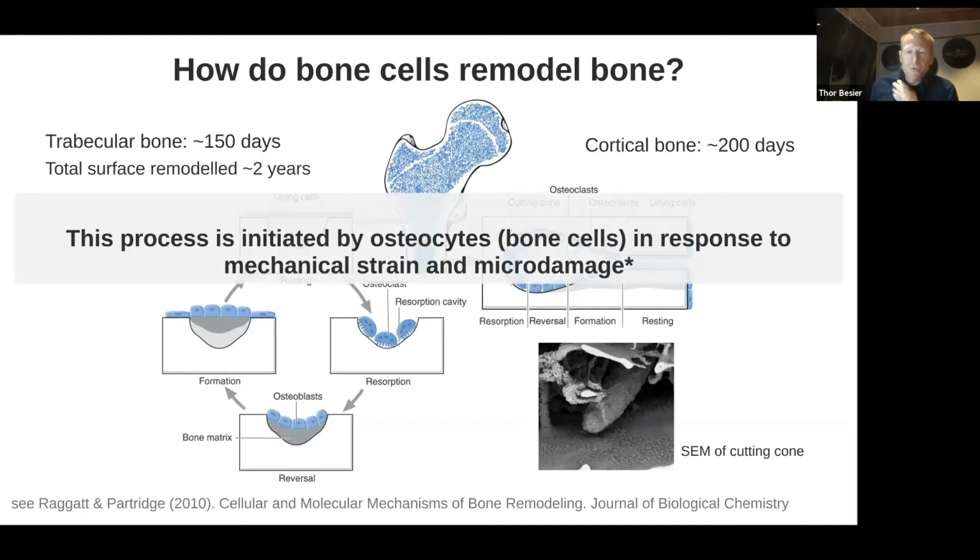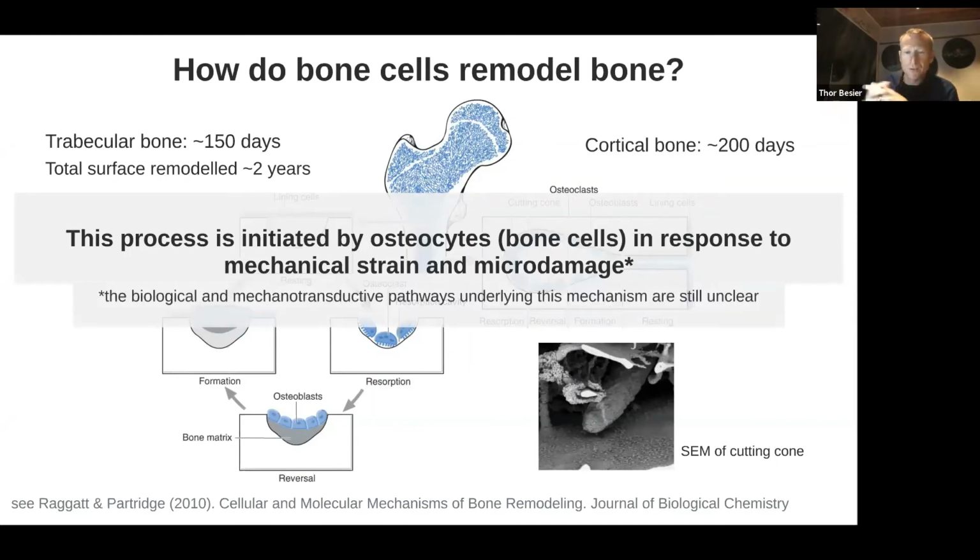And so this is where it gets a little interesting, because we start to unravel how bone actually changes and the mechanics that are involved in that. We typically think of these bone cells, the osteocytes, as the ones that are sensing the changes in the mechanical environment. And they respond mostly to strain, so deformations, and also microdamage. It's also still a bit of a hot topic, in that the biological and mechanotransductive pathways that underlie this mechanism are still unclear. So there's still a little bit that we don't know.